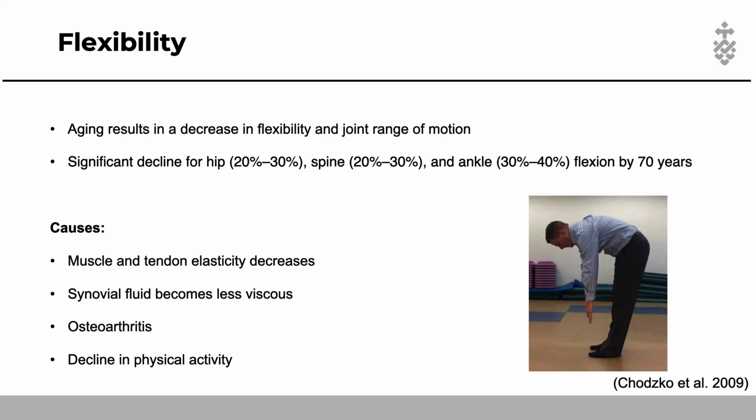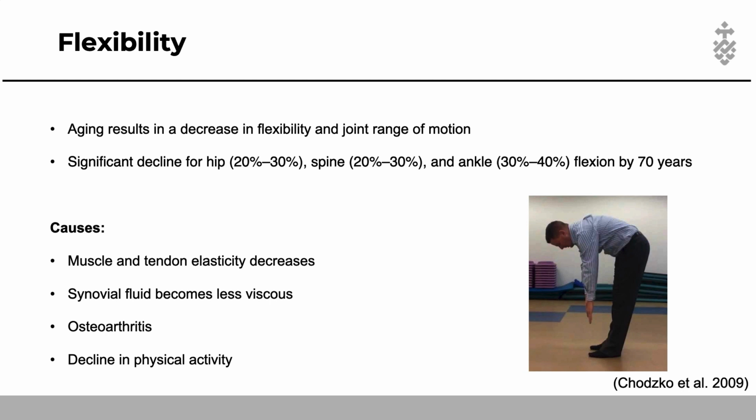So some of the causes of the age-associated decline in flexibility are listed here. Now, the general cause is the physiological changes to the structures that make up our joints: tendons, ligaments, muscle, synovial fluid, and cartilage. So, for example, muscles and tendons lose their elasticity. Synovial fluid becomes less viscous, which means it loses its thickness. So it goes from being a nice honey-like texture to a watery texture.